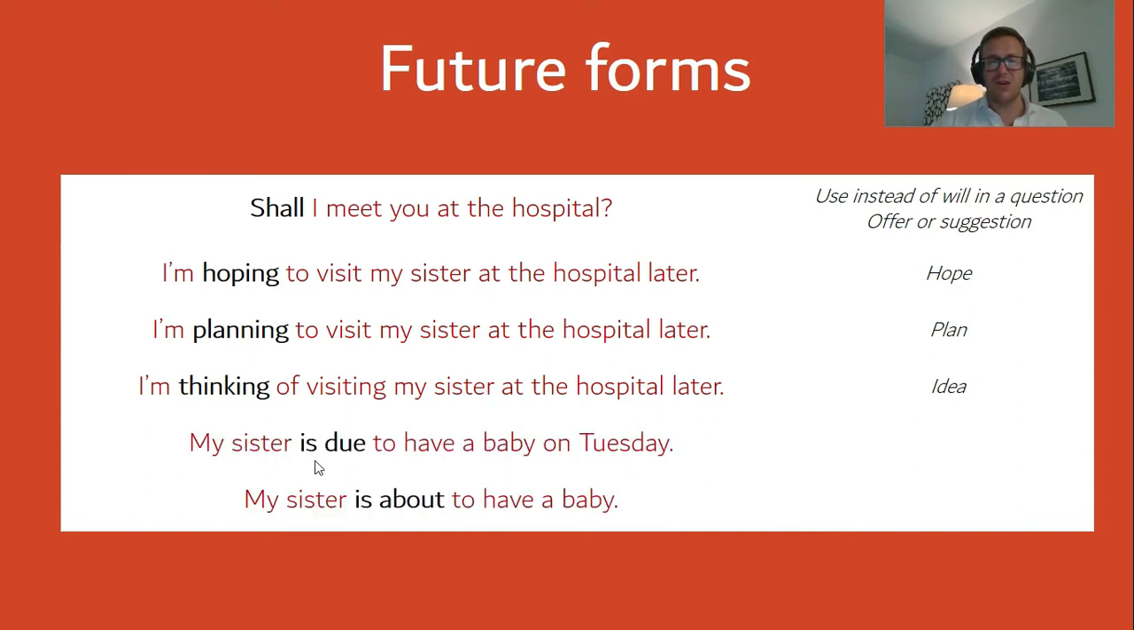Then we have these ones. My sister is due to have a baby on Tuesday. My sister is about to have a baby. These are, due is formally arranged. The doctor told me the baby will come on Tuesday. But about to is something that will happen soon in the future.